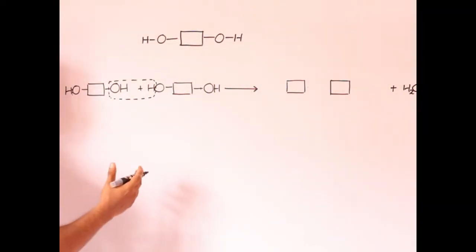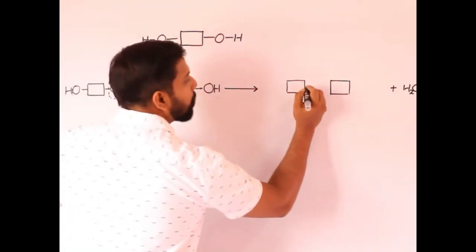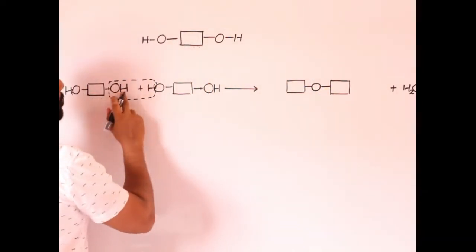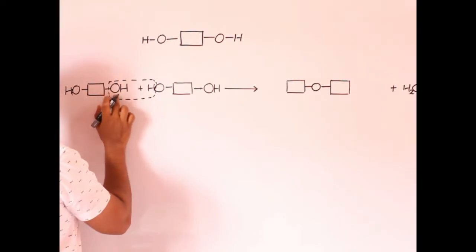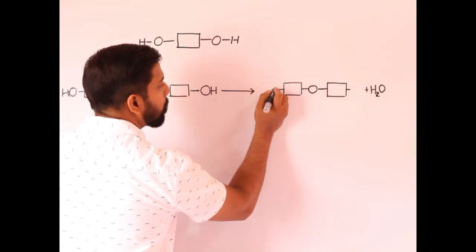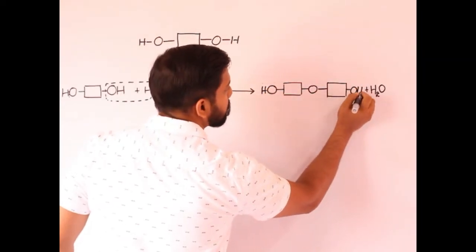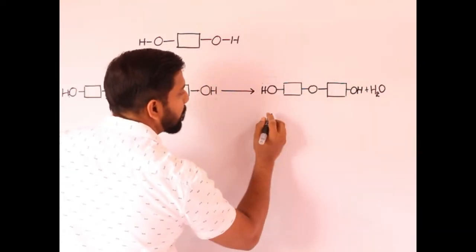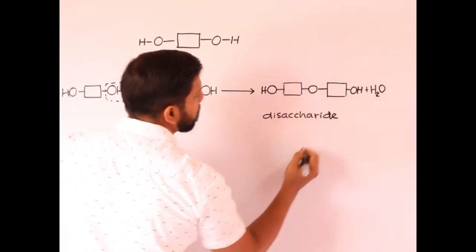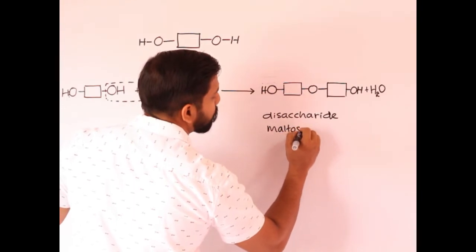So what is going to be the connection between these two molecules? We can connect them via an oxygen atom, because you can see the OH and H removed. Now we can draw the other two hydroxyl groups. So what you get here is a disaccharide. As an example, I can give you maltose.